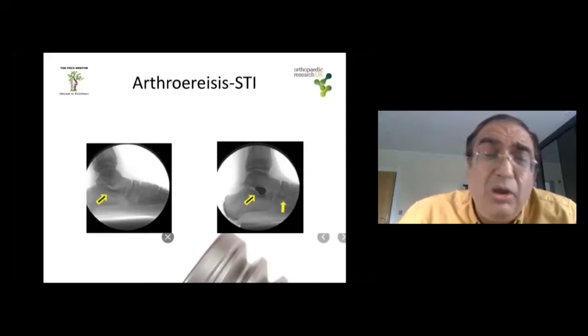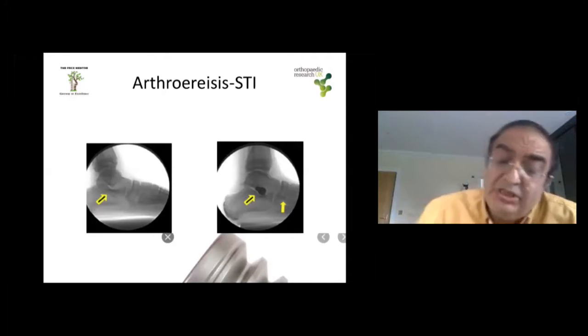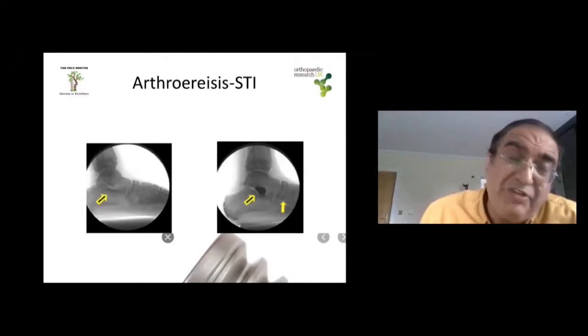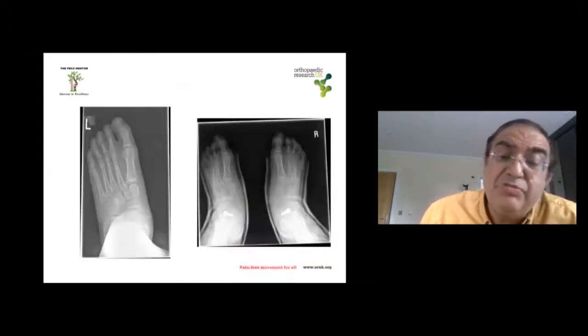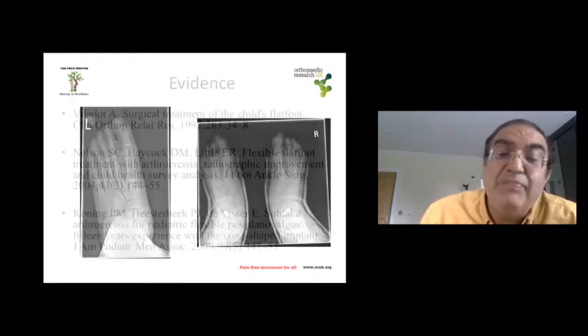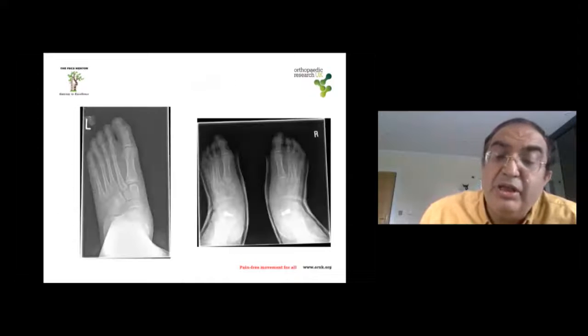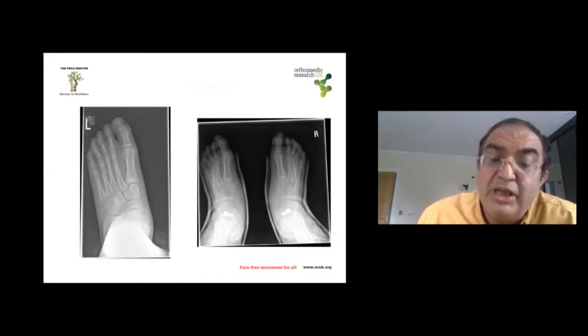Sometimes it's done even under local anesthesia in the US. But the disadvantages are, you can do overstuffing of the sinus tarsi, or you can do undercorrection. So that's a problem. And obviously you're putting a foreign material inside. So that's the disadvantages. So this was a patient who had a sinus tarsi implant, and you can see that it corrected the talonavicular uncovering quite well, as seen on the x-rays on the right side.